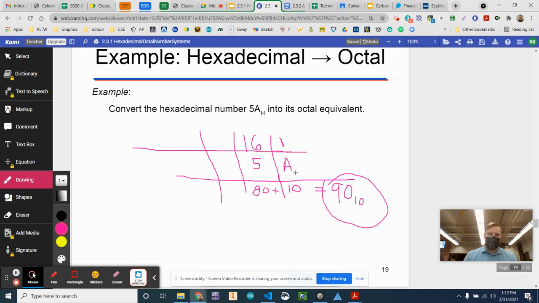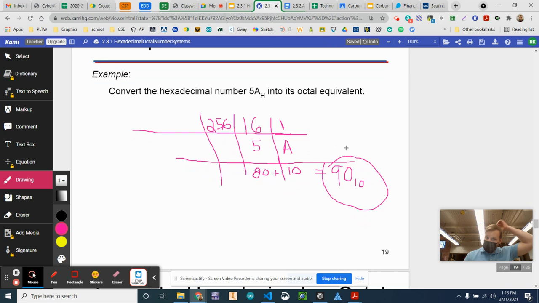Yeah, so remember that A was in the ones place. A really has a decimal value of 10, so we would have had to do 10 times 1. Okay, 5 was in the 16s place, and so 5 times 16 would be 80. Okay, 80 plus 10 would be 90. Remember, if we had one more digit in this number, we'd have the 256 place out here. So it's all about multiplying what's in that column times whatever the weighted value of that column is.